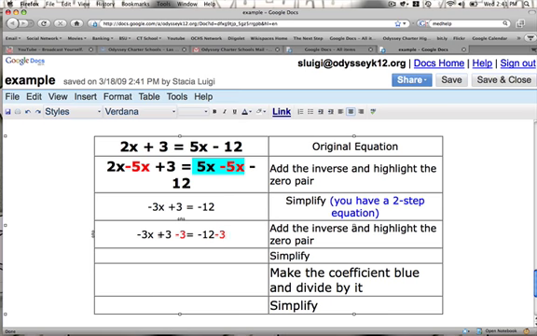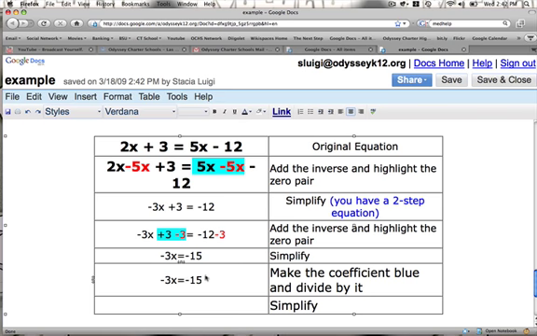Then in this step I also need to highlight the 0 pair. So I do a back highlight on the positive 3, negative 3. Come down to the next step and simplify. On the left side of the equal sign I still have a negative 3x. Bring down my equal sign, and I'm going to simplify negative 12 plus negative 3, which is negative 15. I'm going to take that, copy it, paste it down here so I can work on that.